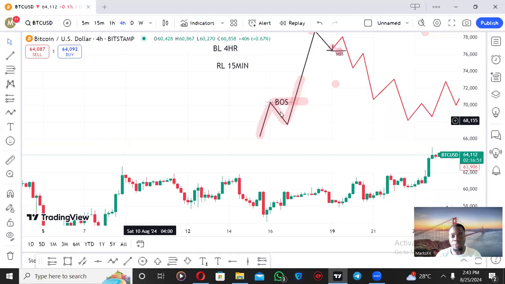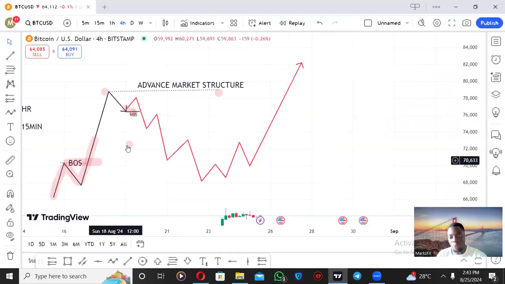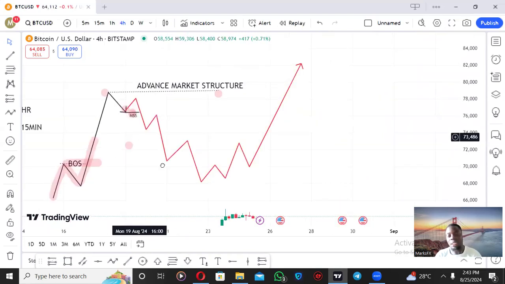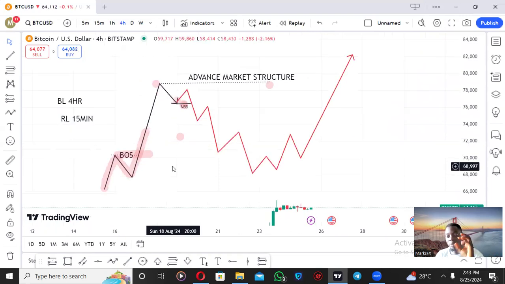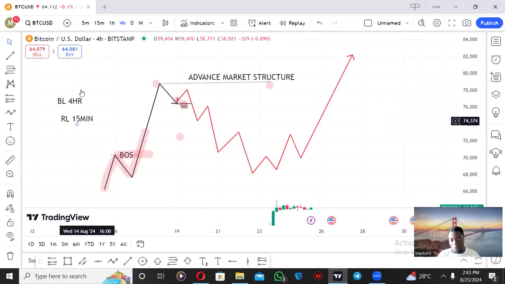I've repeated it: whenever price breaks structure to the upside, what do you expect? A pullback. Now that pullback, you may not see it easily on the 4-hour time frame, so you see it on the 15 minutes. You'll be scared of the 15 minutes.